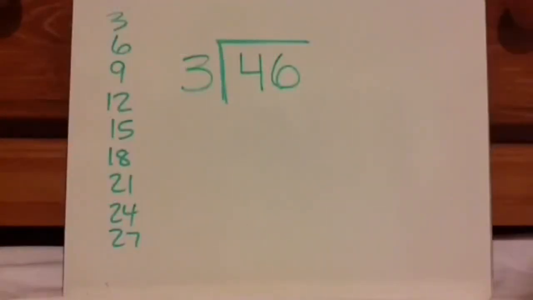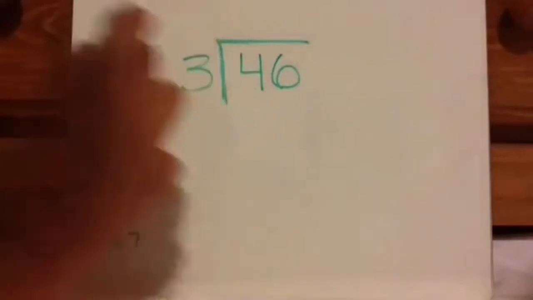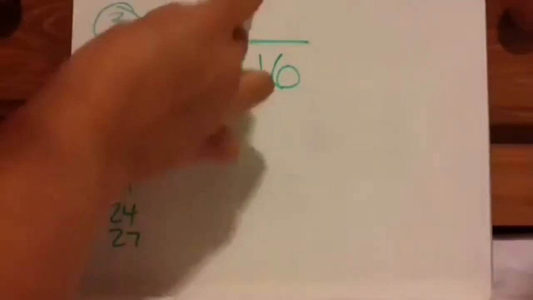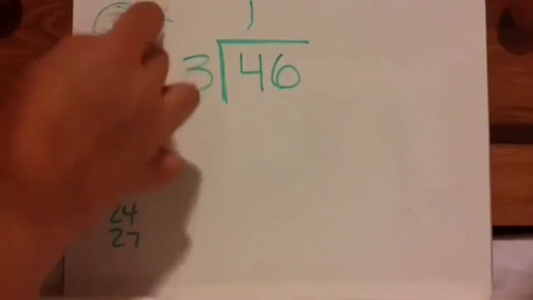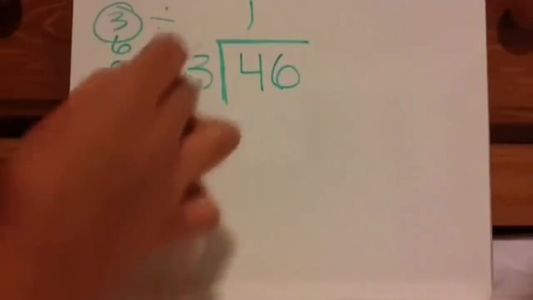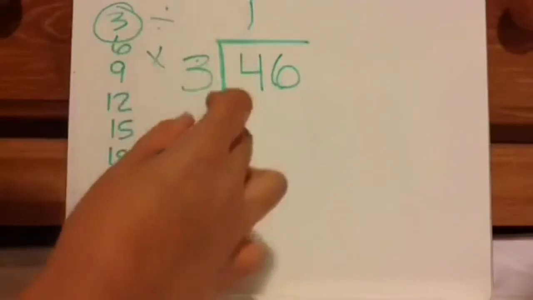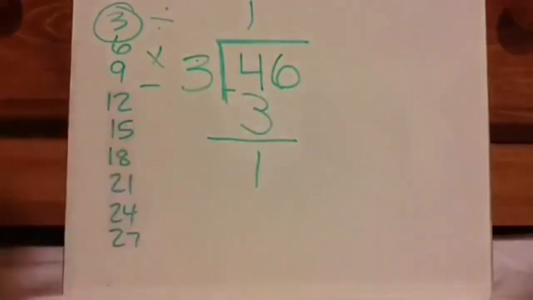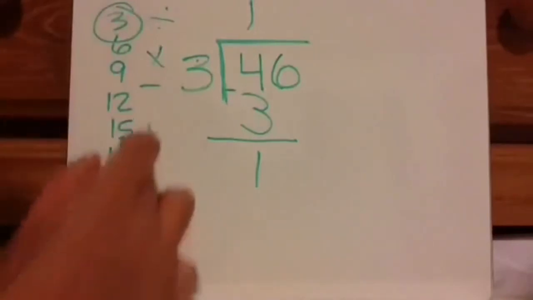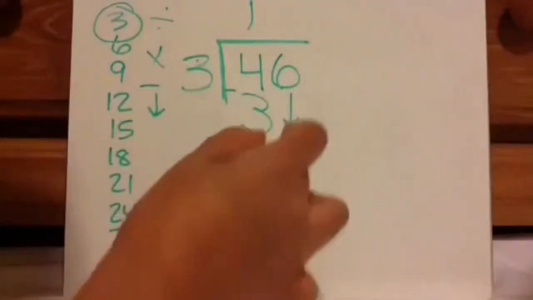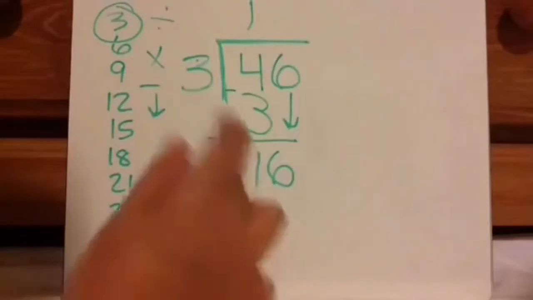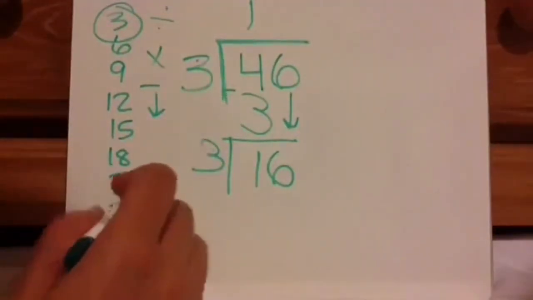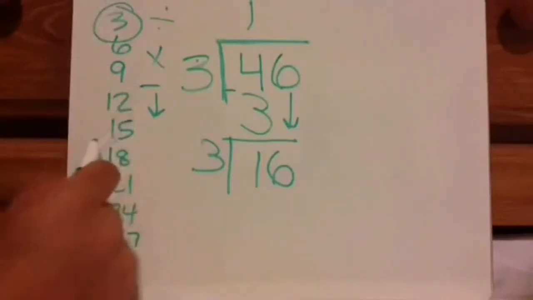Okay, let's do another one. 3 goes into 4. The closest to 4 without going over is this one, so it'll only go in 1 time. So that's my division. My multiplication, 3 times 1 is 3. Subtract, 4 minus 3 is 1. So usually everyone's pretty good on there, and then the next step is bring down that 6, and now you have to do 3 goes into 16. Okay? The closest to 16 is this one.